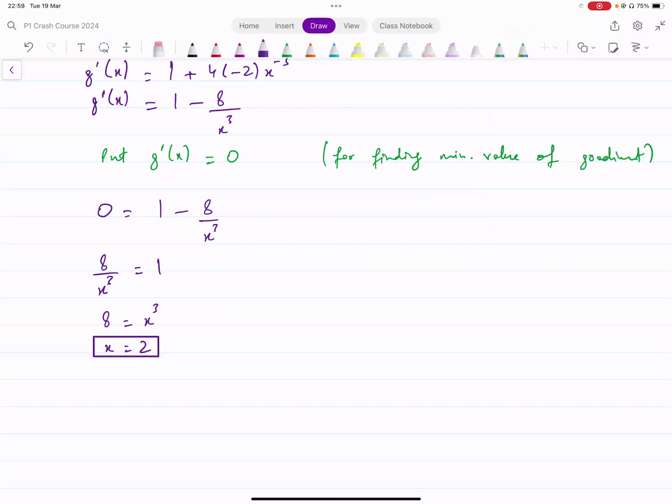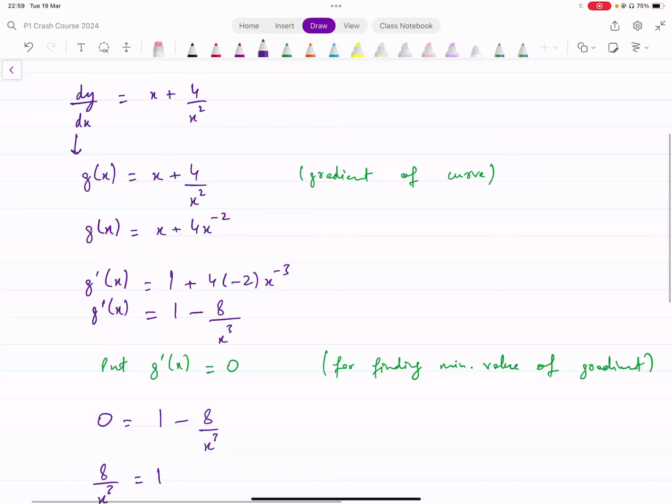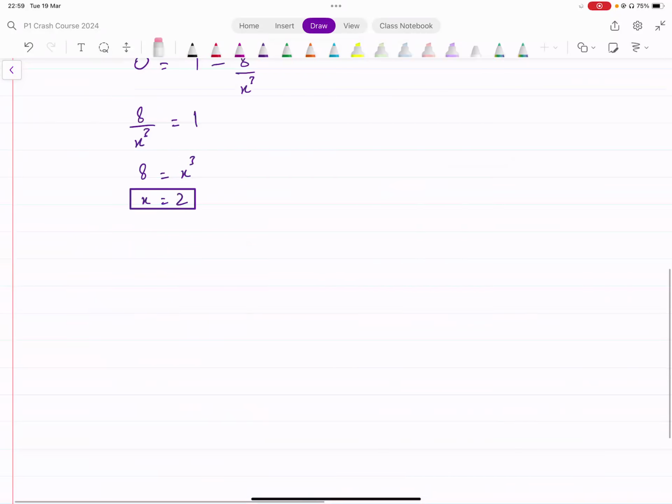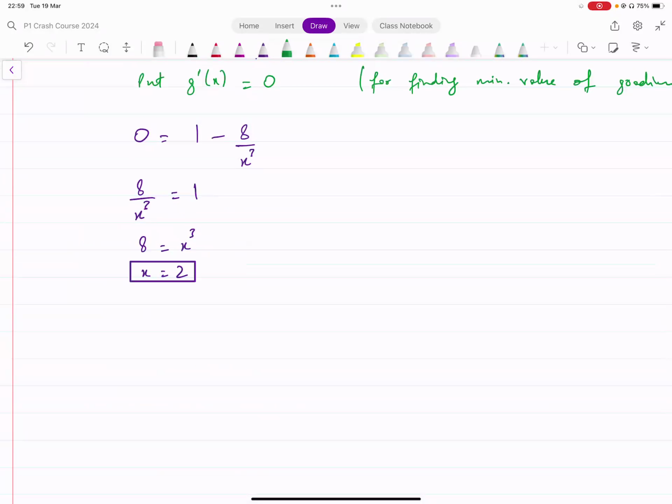This is the value of x at which this gradient has a stationary value. Now we need to prove that this is a minimum value and not a maximum value. How do you prove that? You find the second derivative.